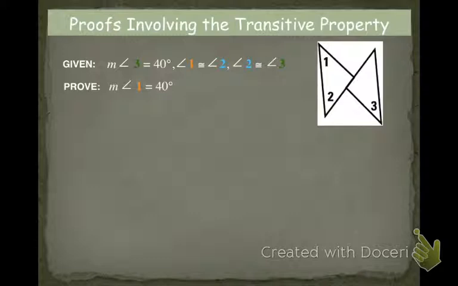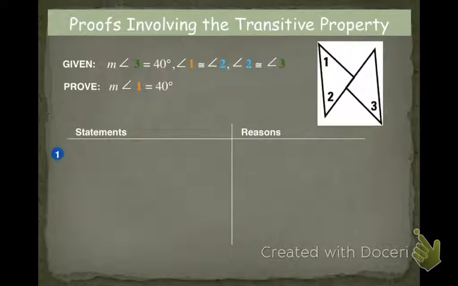Okay, another example here involving the transitive property with measurement of angles. Given this diagram over here, we know that the measurement of angle 3 is 40 degrees, that angle 1 is congruent to angle 2 is congruent to angle 3. That statement alone right there is probably foreshadowing this transitive property. You probably can already see it shaping up, but let's go step by step to create our two-column proof.